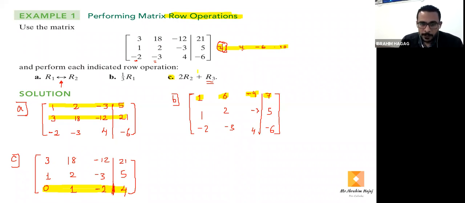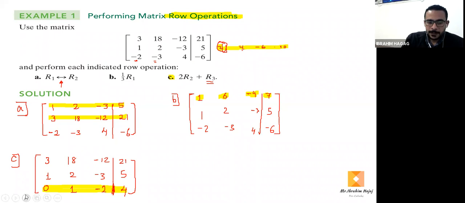If my goal is to change this element in column 1, row 3 to 0, I have to multiply the second row by 2 and add it to row 3, because I know that 2 minus 2 is 0. It is like solving a system of linear equations by elimination.